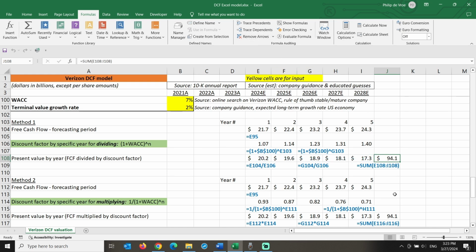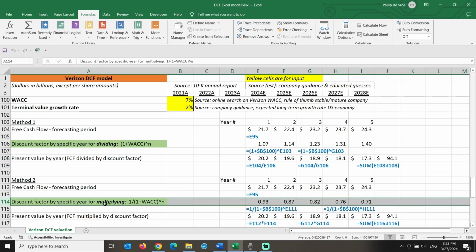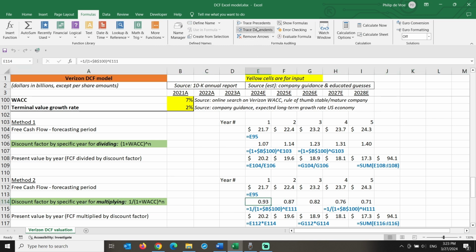The second method is to multiply by a discount factor. We use the formula 1 divided by 1 plus the WACC to the power of the number of years. In other words, we perform the division at this earlier stage already. 1 divided by 1.07 is 0.93. 1 divided by 1.14 is 0.87. Then in the row for the present value of the free cash flows, you multiply the 2 lines rather than divide. Sum those 5 values and you get to $94 billion.